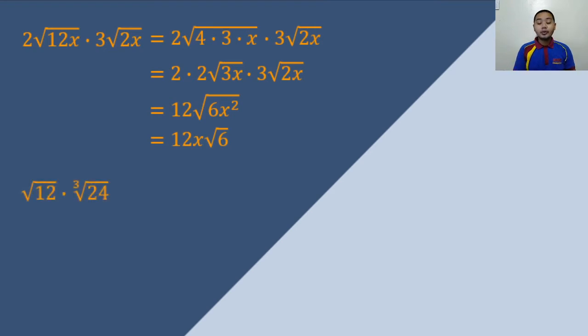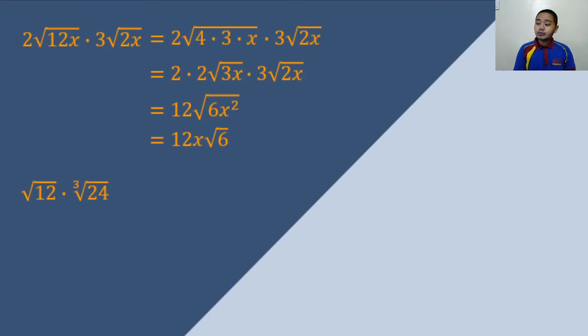Next, the square root of 12 times the cube root of 24. So kapag ganito, kung napansin nyo na yung first examples natin, parehas yung mga index nila. Dito, hindi parehas yung index, hindi rin parehas yung base. So yung gagawin natin dito, simplify natin sila.